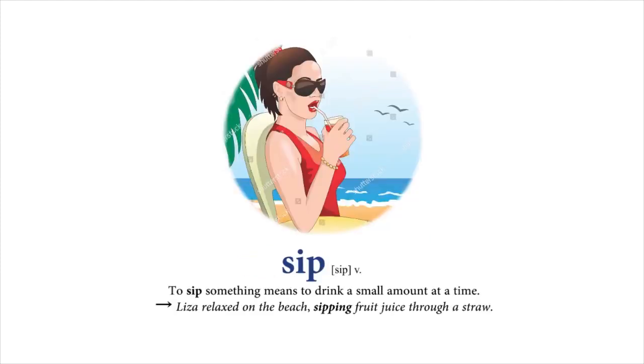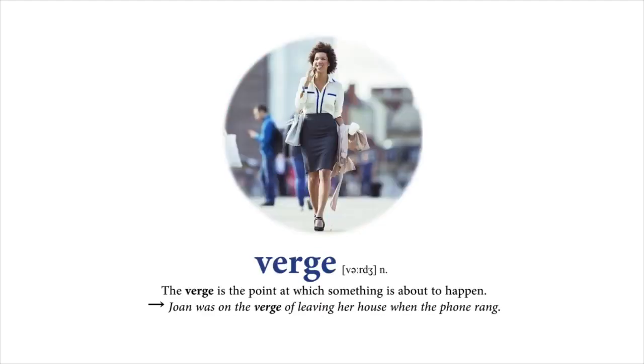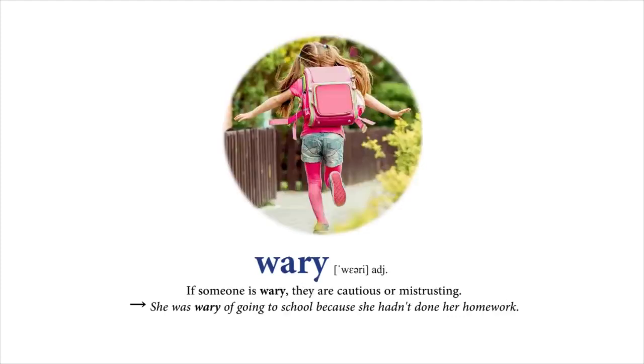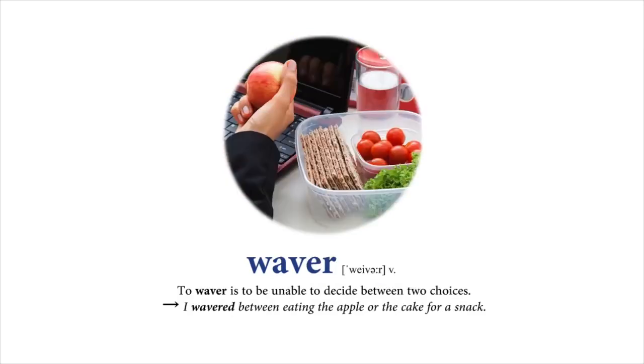Sip. To sip something means to drink a small amount at a time. Liza relaxed on the beach sipping fruit juice through a straw. Verge. The verge is the point at which something is about to happen. Joan was on the verge of leaving her house when the phone rang. Wary. If someone is wary, they are cautious or mistrusting. She was wary of going to school because she hadn't done her homework. Waver. To waver is to be unable to decide between two choices. I wavered between eating the apple or the cake for a snack.